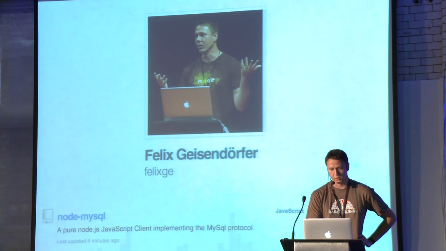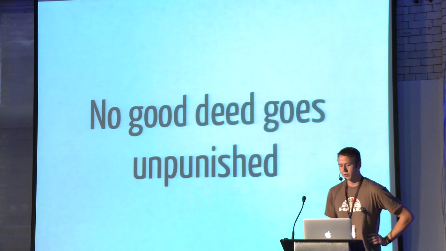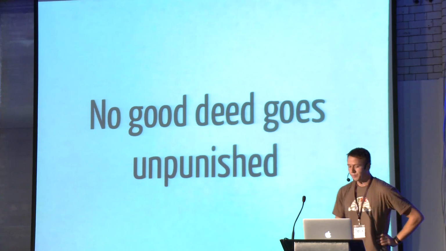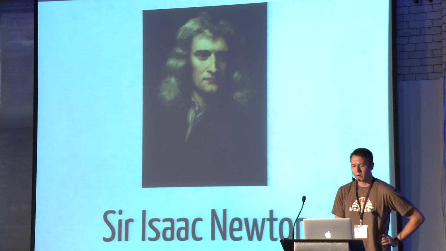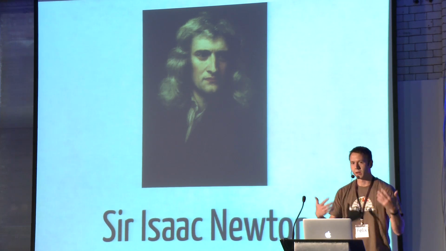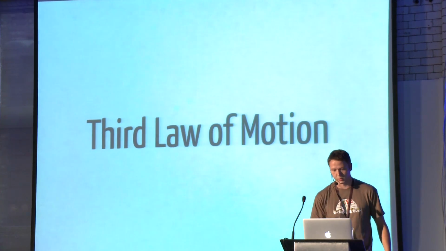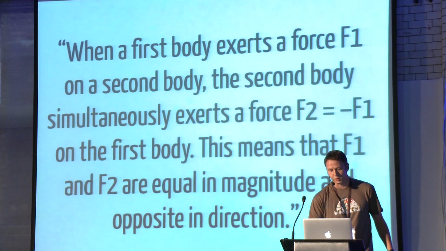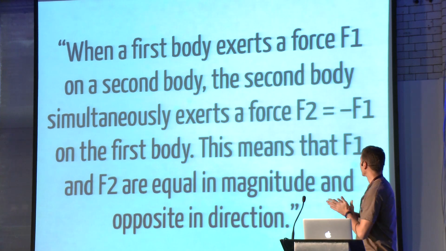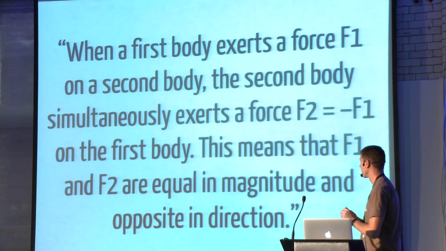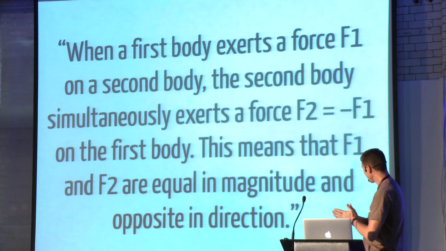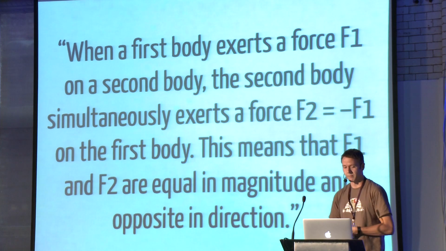But, you guys know how it is in life. No good deed goes unpunished, right? Sir Isaac Newton also knew about it. He put it in a more scientific way, and he called it the third law of motion. The third law of motion is pretty much: when a first body exerts a force F1 on a second body, the second body simultaneously exerts a force F2 equals minus F1 on the first body. This means that F1 and F2 are equal in magnitude and opposite in direction.